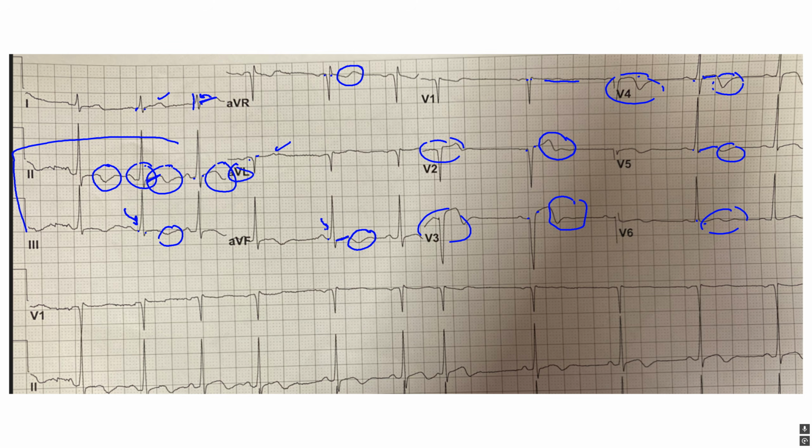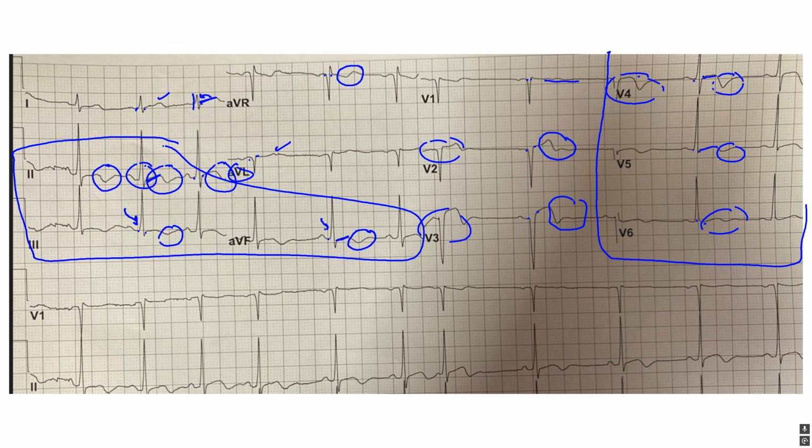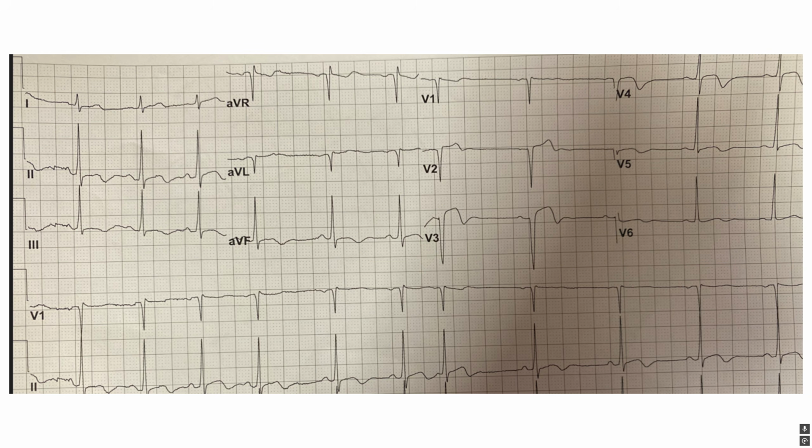He'd have to have two or more because it's 2, 3 in aVF. And same thing here. He'd have to have 2 here, which he does only have 1. And for here, he'd have to be over 2.5, okay, which he's not. Okay, so this is technically not a STEMI, but highly concerning.